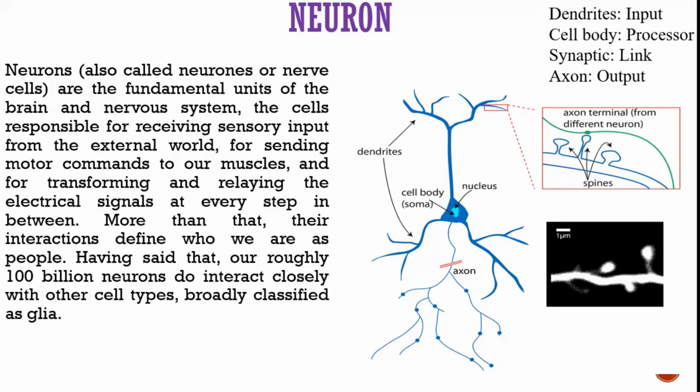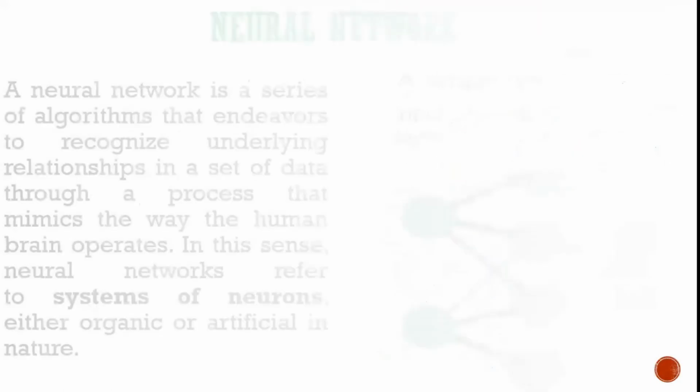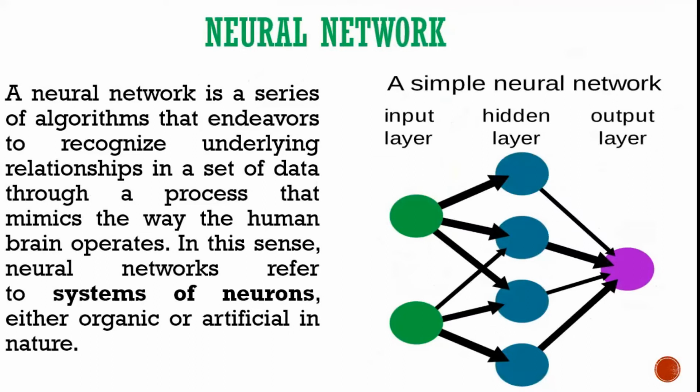More than that, interactions define who we are as people. Having said that, our roughly 10 billion neurons do interact closely with other cell types, broadly classified as glia. So this entire system is what a neuron is. Okay. The next term required to understand is what a network is.